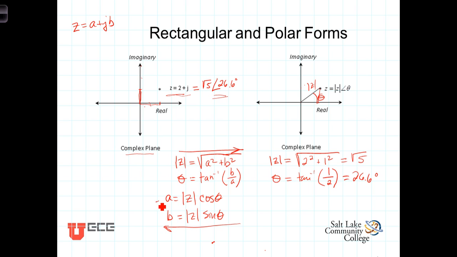Well, it tells us right here that a, the real part of our number, is equal to the magnitude of z, which we found to be the square root of 5, times the cosine of the angle, which in this case is 26.6 degrees. When you're doing this, make sure you've got your calculator set in degrees and not radians if you're working in degrees. And that then, of course, is going to equal a, the distance along the real axis, and when you do that calculation, you find that is equal to 2. And b, the imaginary part, then, is equal to the square root of 5 times the sine of 26.6 degrees, which equals 1.